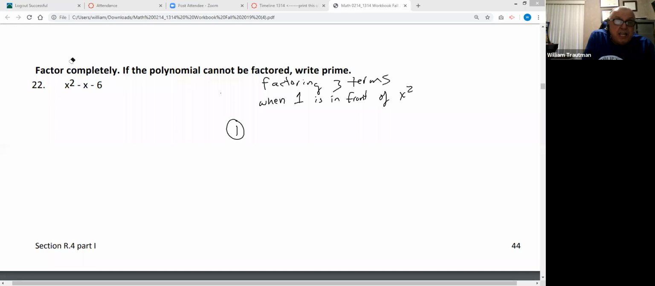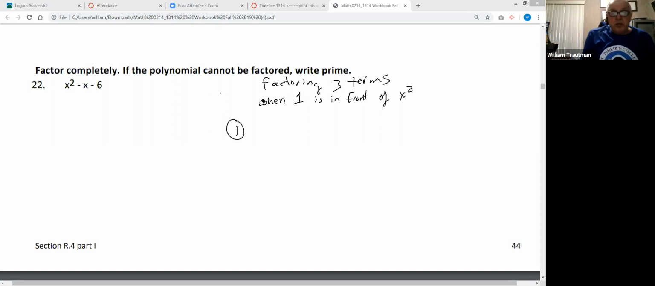If there was a 3 in front, or a 4, or a 2, or a 9, you cannot use these steps. You can only use these steps if there's an invisible 1 in front of the x square, the leading term. It could be y square, could be z square, but as long as there's an invisible 1 in front of it, we're going to use these steps.